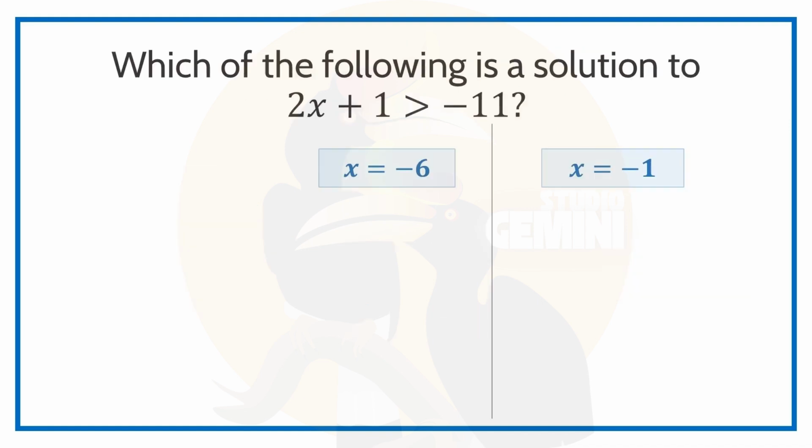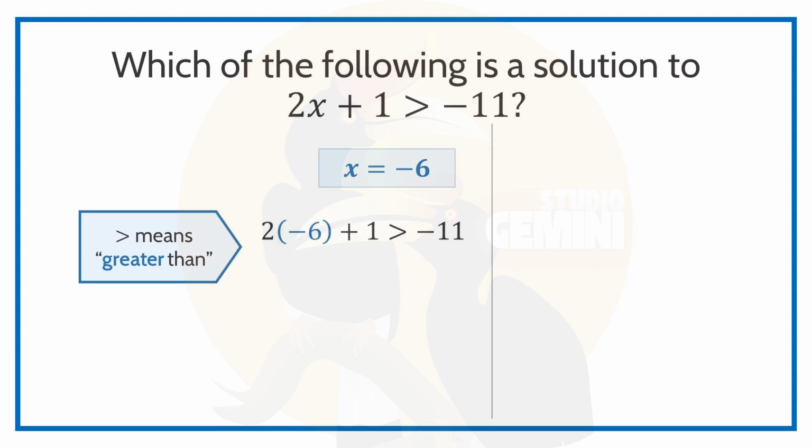What about this example? Which of the following is a solution to 2x plus 1 is greater than -11? We have choices x equals -6 and x equals -1. We know that this symbol means greater than. Let's start by plugging in -6 for x in the inequality and testing that number first. We have 2 times -6 plus 1 is greater than -11. Next, we will simplify the left side of the inequality. 2 times -6 is -12, and we can add -12 plus 1 to get -11.